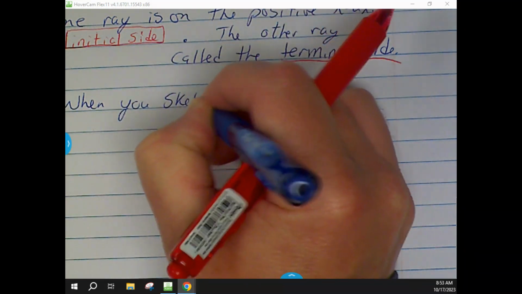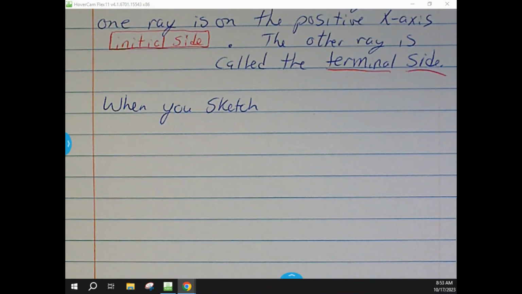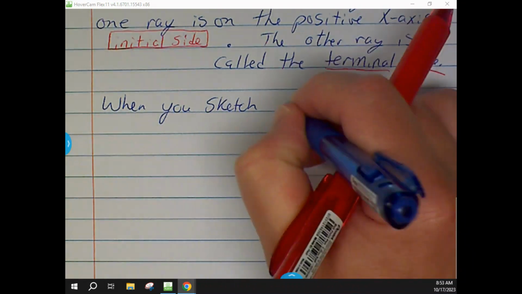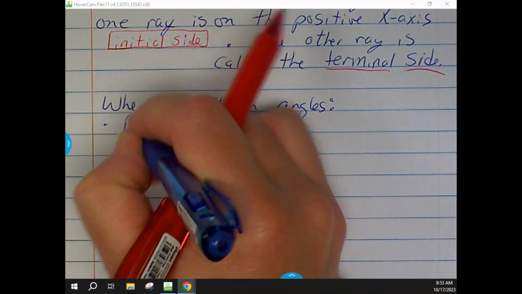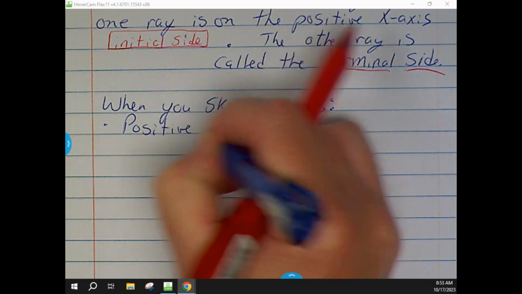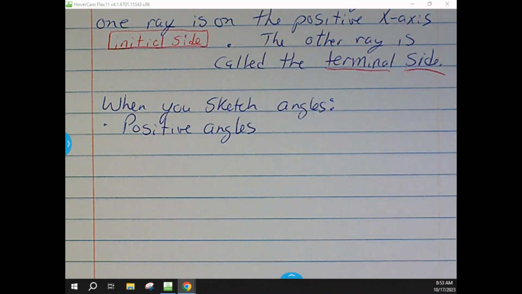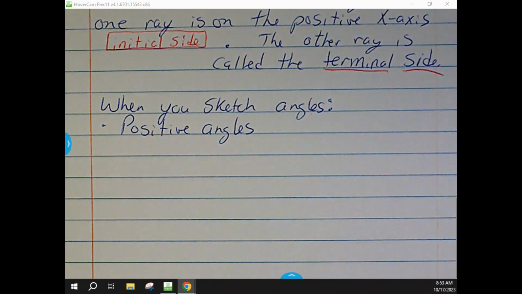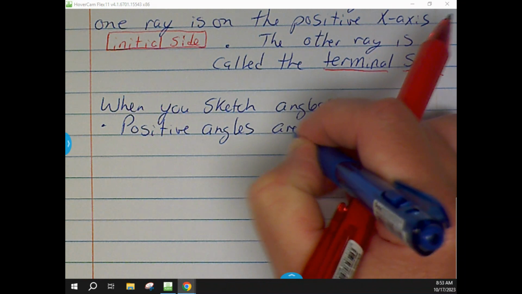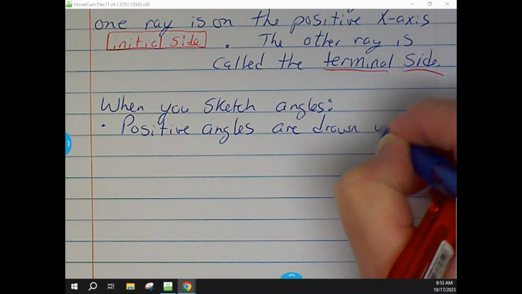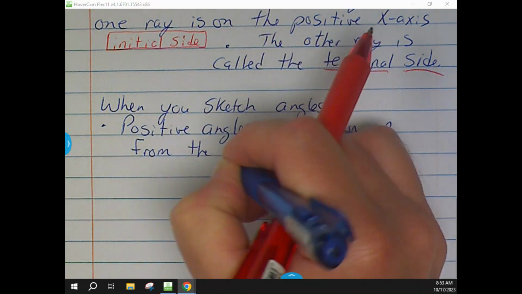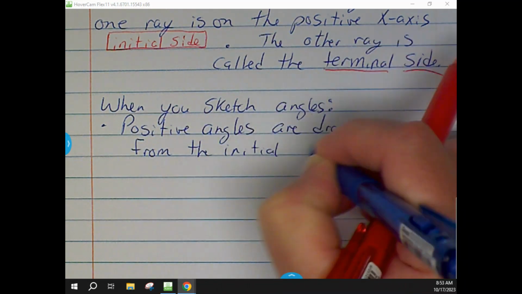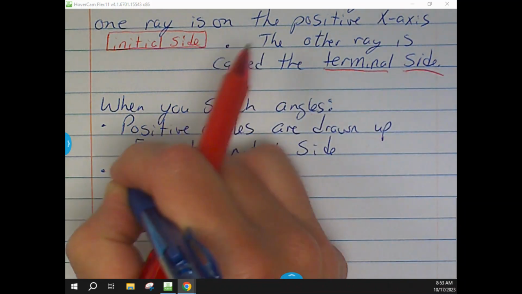Because some of these are not going to be on the unit circle. They're basically just going to be angles that are drawn. So this would be when you've got just an angle without any point of reference other than what it has there. So positive angles are drawn up from the initial side, and then negative angles are drawn down.